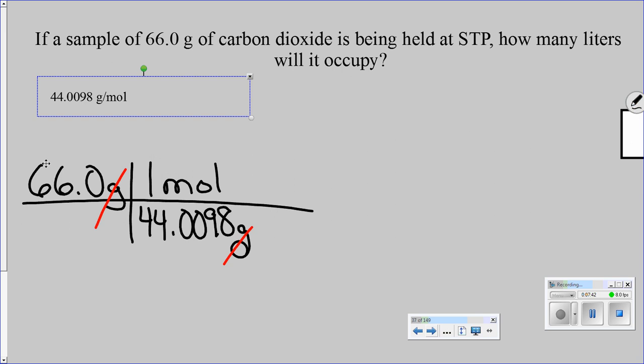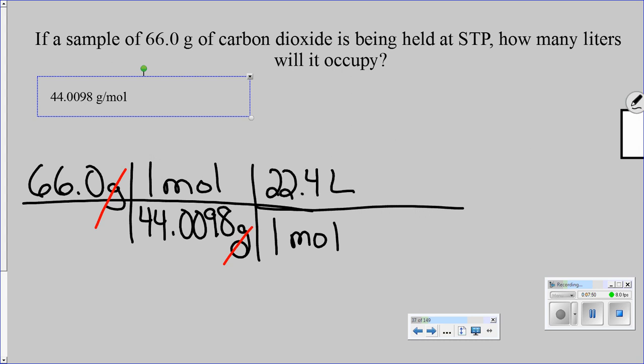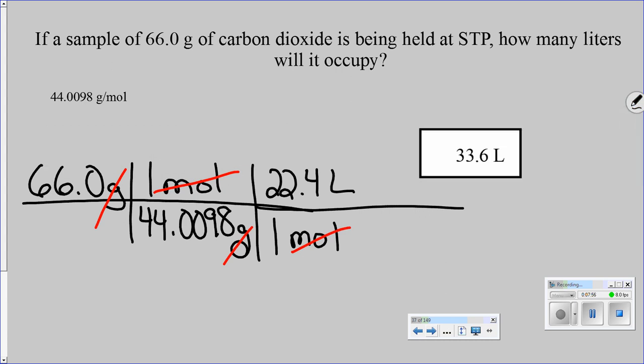Grams are going to cancel. Now I can take my moles into liters by putting 1 mole on the bottom and 22.4 liters on top. And again, multiply across the top, divide by the bottom. We can keep 3 sig figs here, and we've got 33.6 liters.